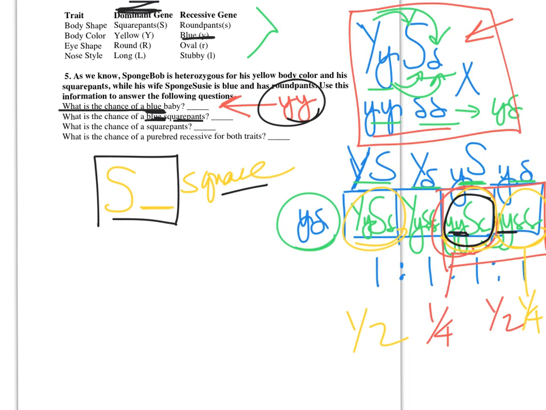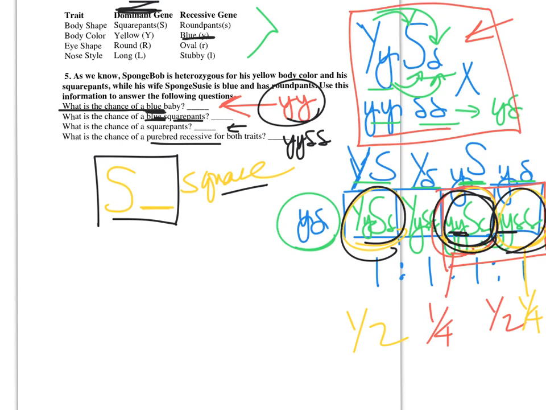And then that'd be the chance of square pants alone, right? It would be however many have big S's. There's the two with big S's, so half of them would have square pants. And if you want purebred recessive for both traits, that means it has to be little y and little s. And we can see there's only one guy there.